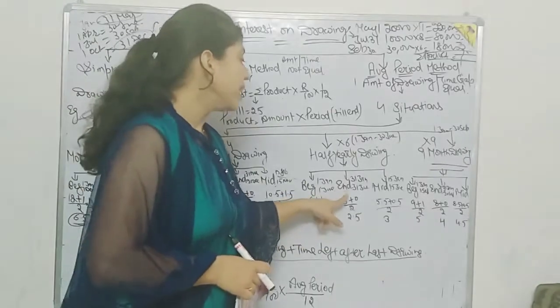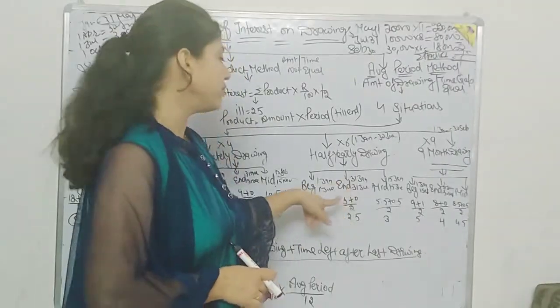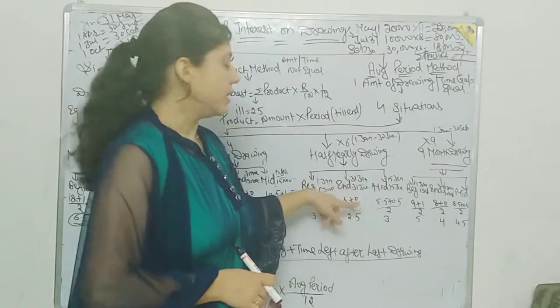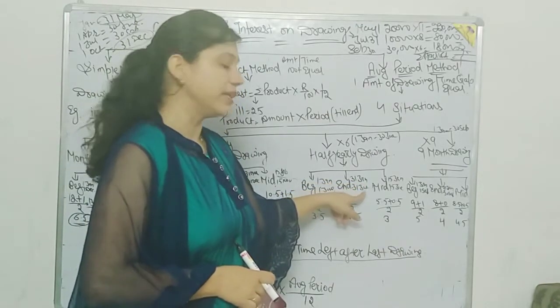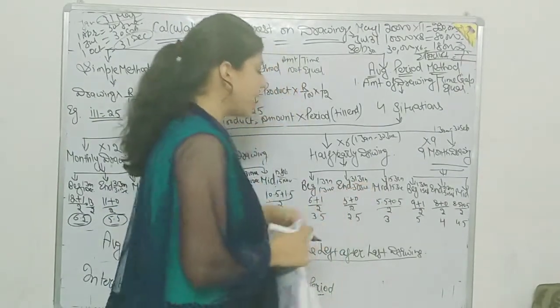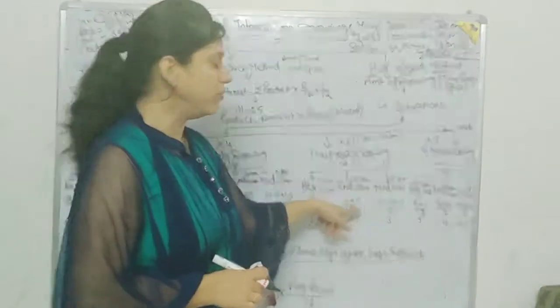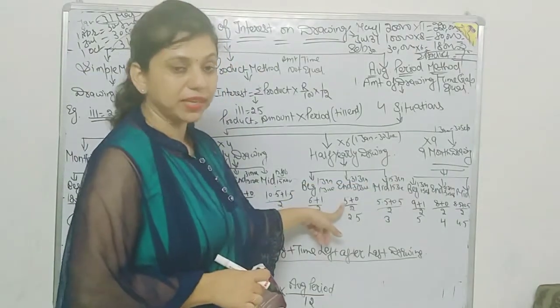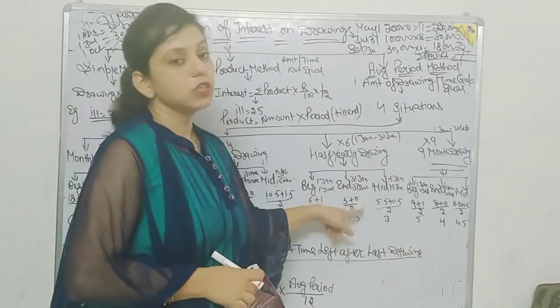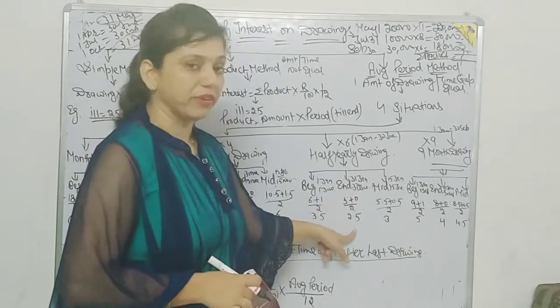Next we have end of half yearly. End of half yearly means the first drawing is made on 31st January and the last drawing is made on 30th June. So time left after 31st January is 5 months because half year is there, and time left after 30th June is 0 months. So the average period is 2.5.